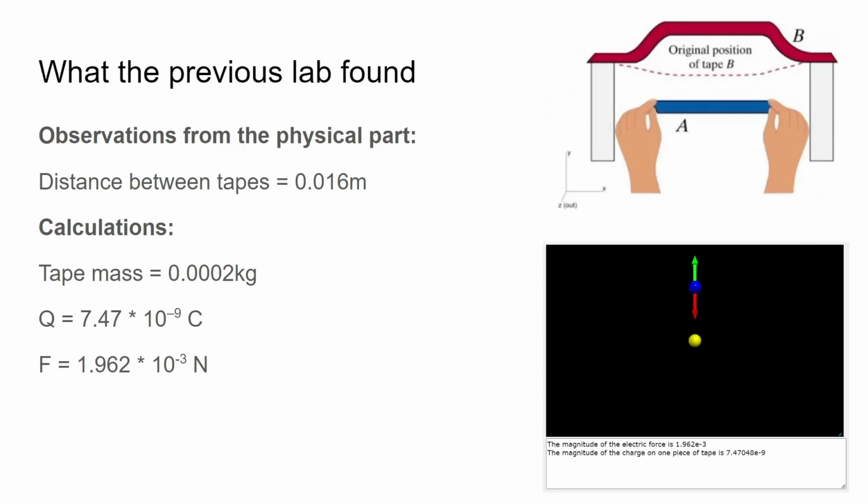Some values and results from the previous lab were important to this lab, both as a point of comparison and as data used in this lab. Both the computational and physical models found that the total charge on the tape was 7.47 times 10 to the negative ninth coulombs, and some other important constants were noted. The electric force on the top piece of tape was calculated to be 1.962 times 10 to the negative 3 newtons, which will be important as a point of comparison in this lab.